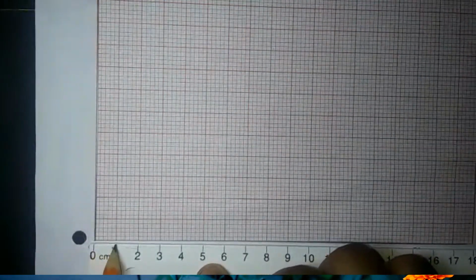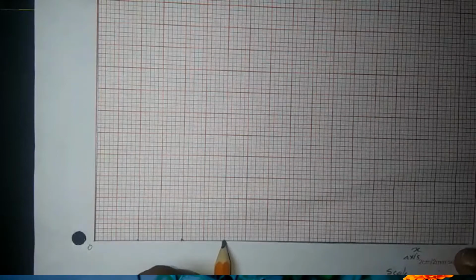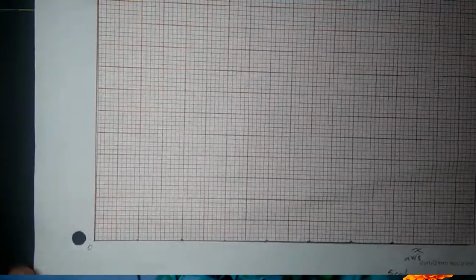So I'm going to put in my 2 centimeter marks now. So see, I'm measuring 1 centimeter, 2 centimeters, 1 centimeter, 2 centimeters. And I'm going to continue just like that on my x-axis. Skip 1, next one. Skip 1, next one. Great. Same thing on my y-axis because the scales are the same.